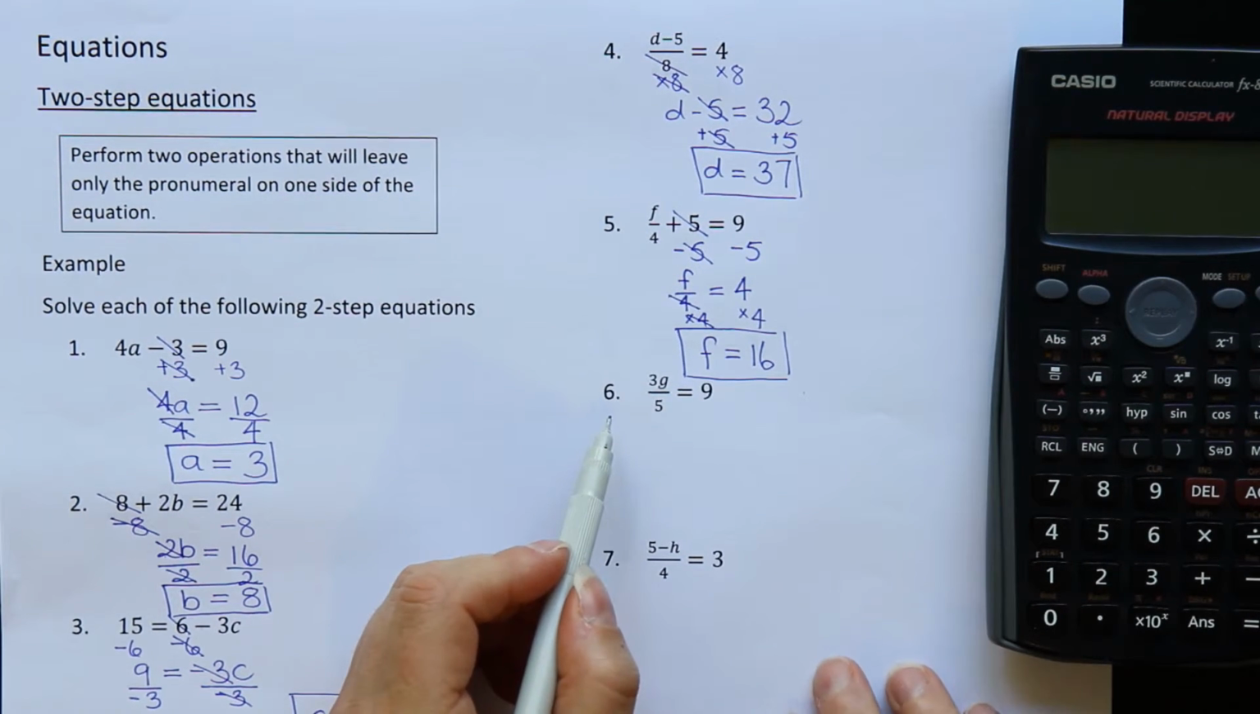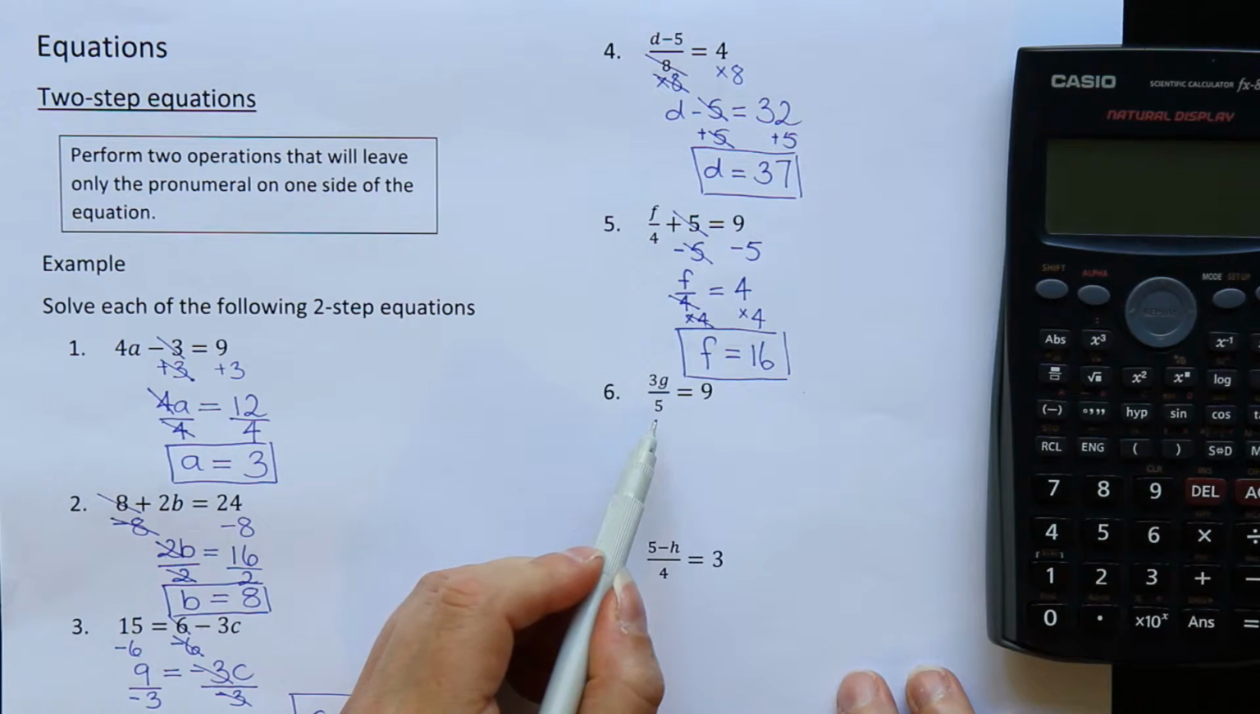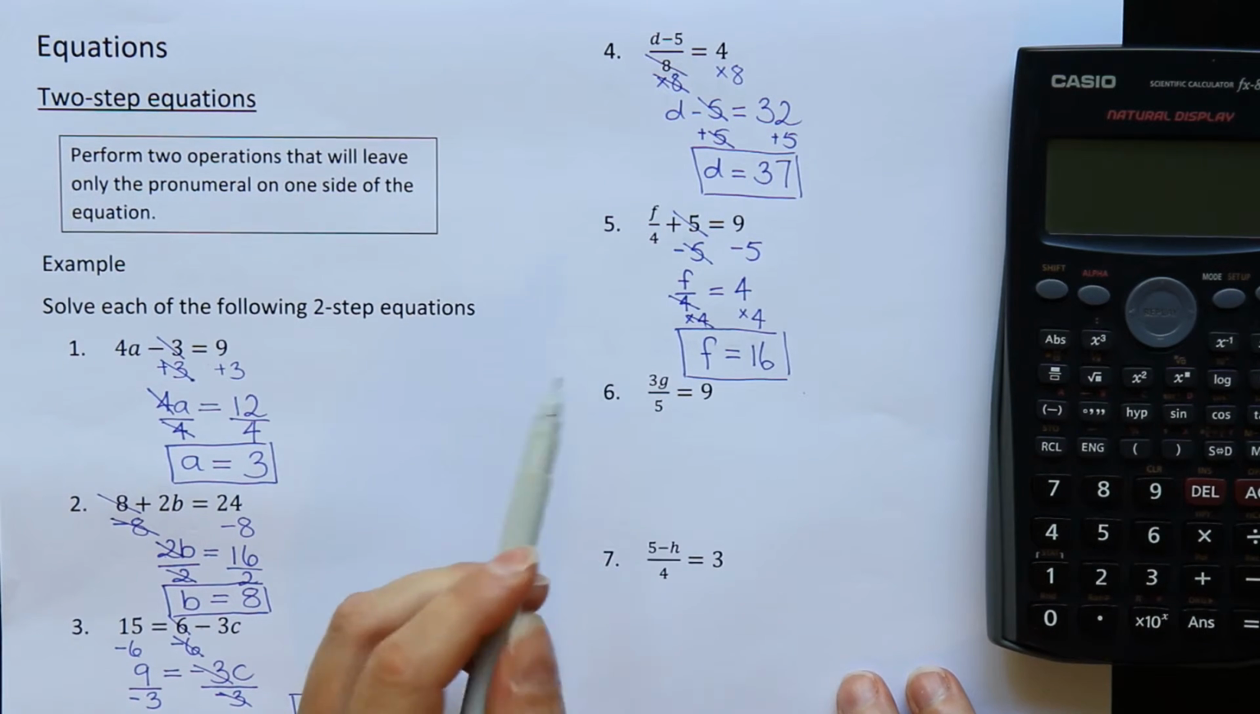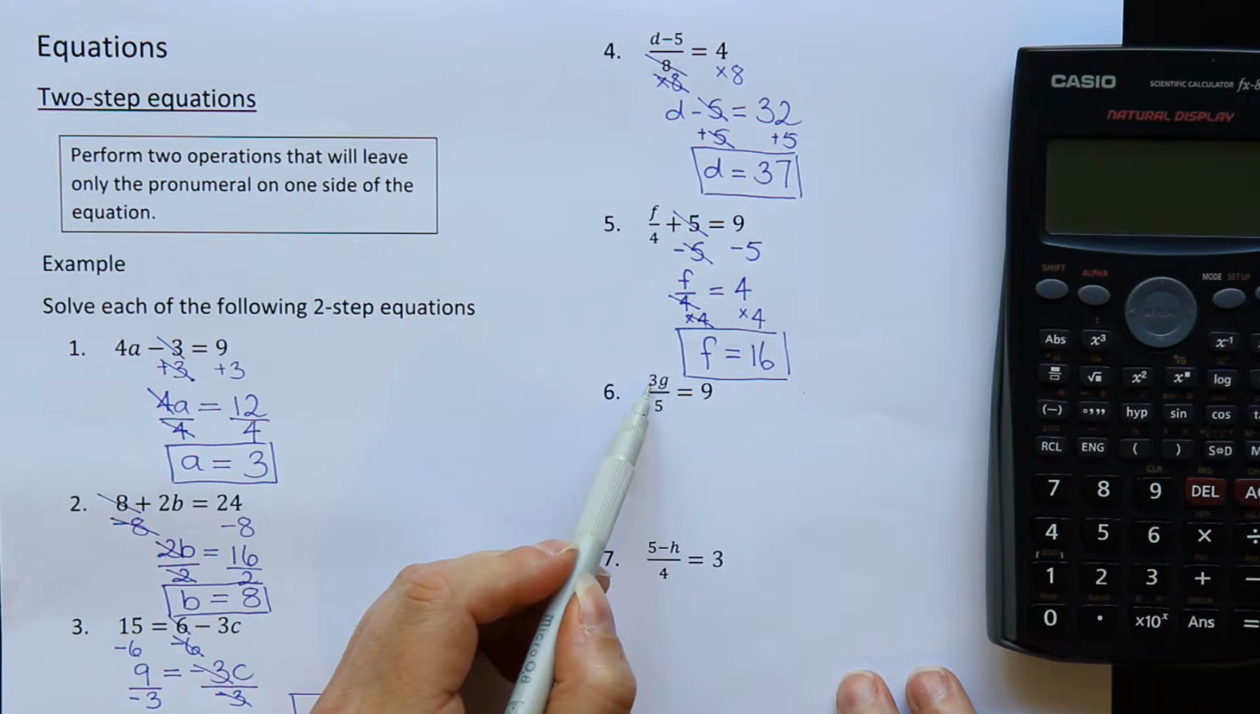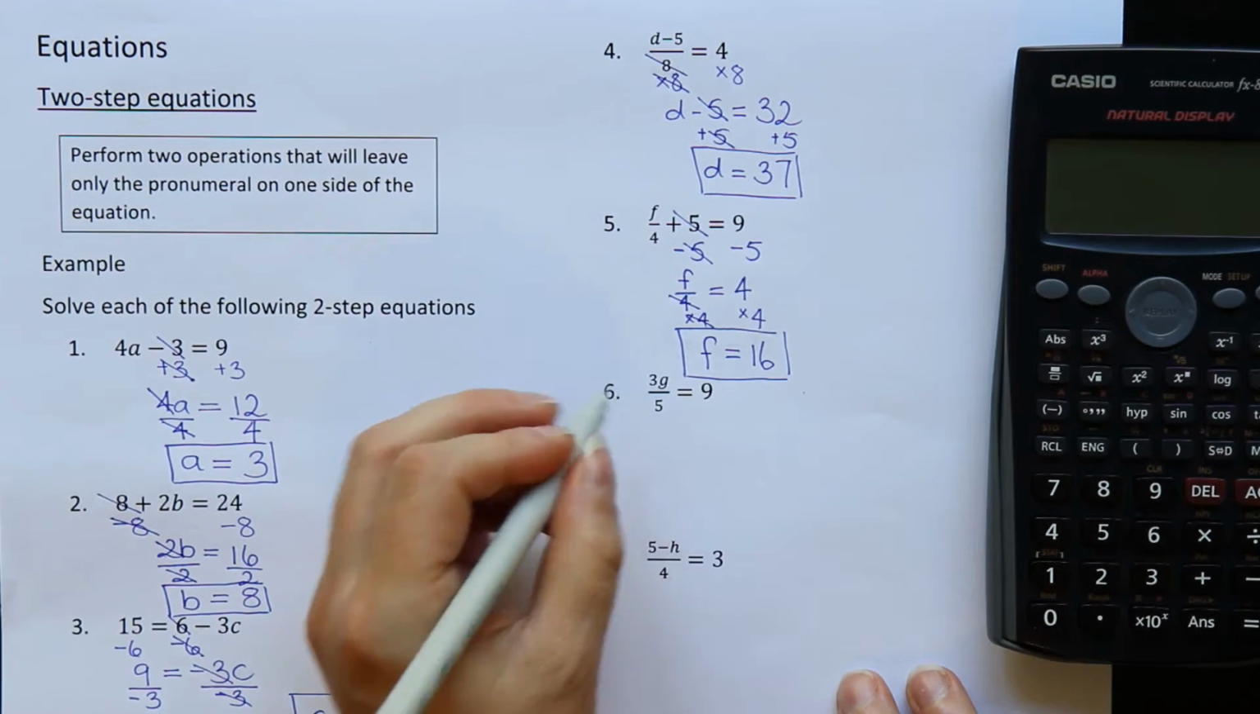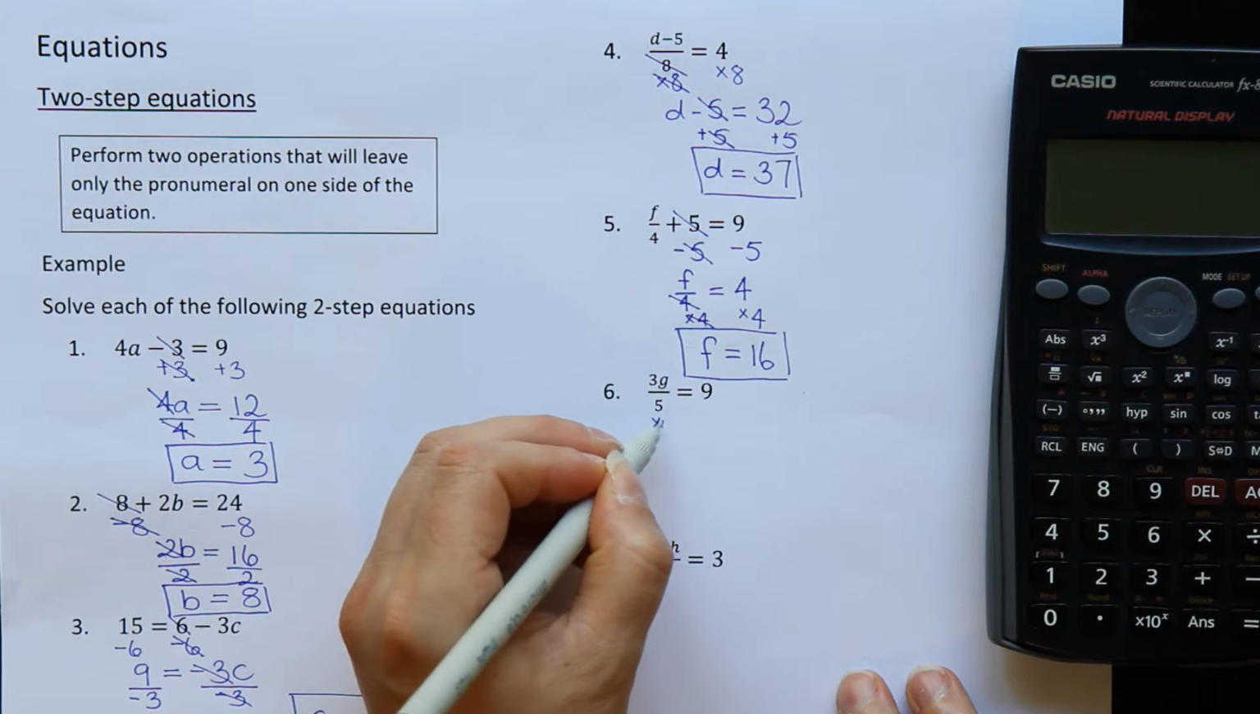Okay, question 6. 3g over 5 is equal to 9. g is multiplied by 3 and then I divide everything by 5. So the 5 has to go first. The opposite of divide is to times by 5.